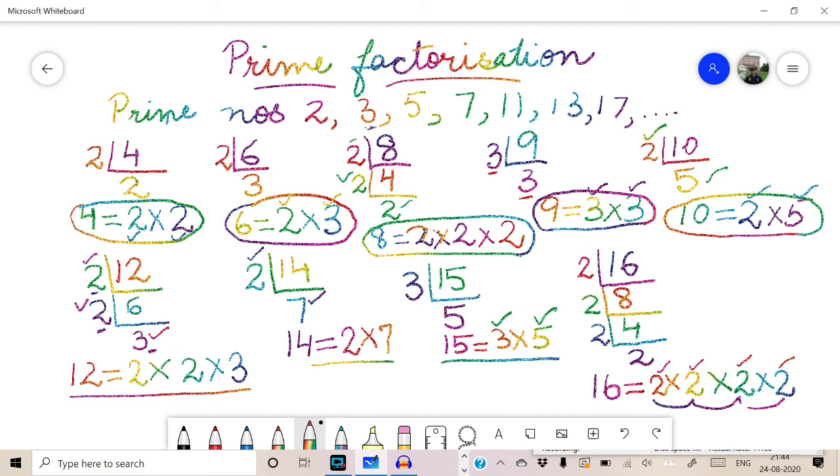12. See children, 2 2s are 4 and 4 3s are 12. So 12 also we have changed into its prime factors. Now 14. 14 is equal to 2 into 7. So both 2 and 7 are prime numbers. 15. 15 is equal to 3 into 5. 3 is also prime and 5 is also prime. So all composite numbers can be expressed as a product of two or more than two prime numbers.